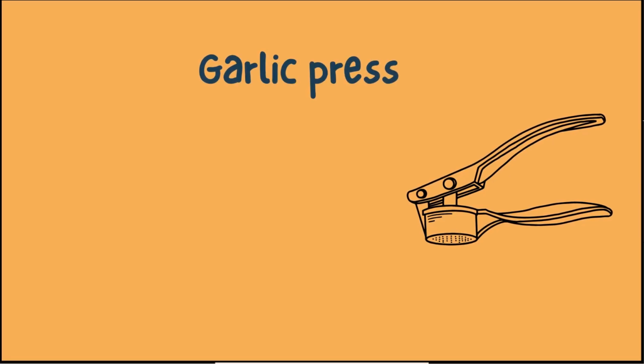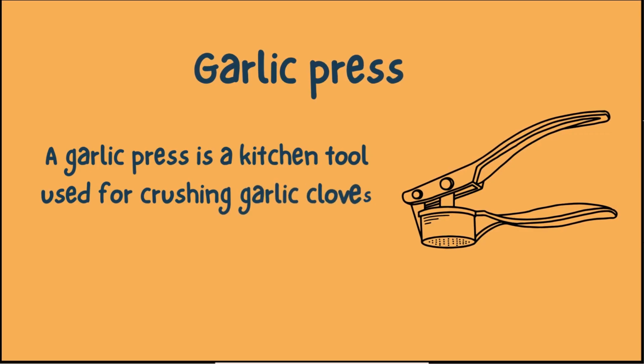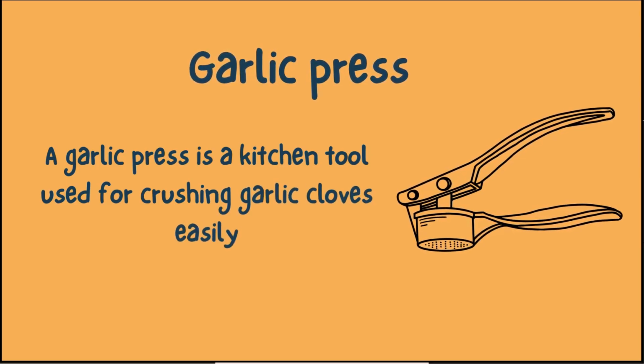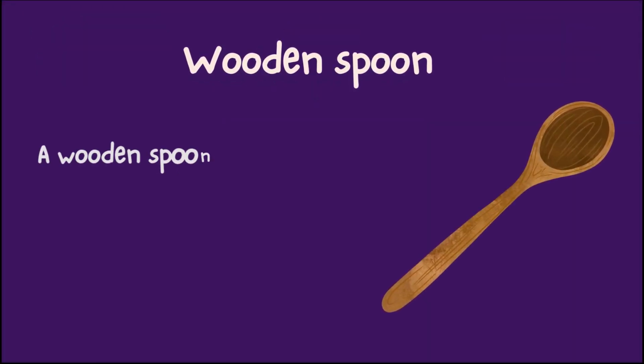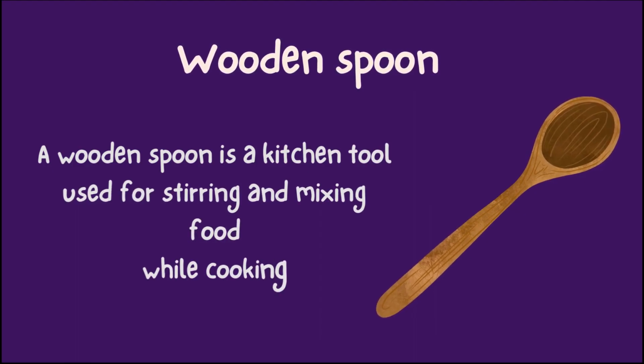Garlic press. A garlic press is a kitchen tool used for crushing garlic cloves easily. Wooden spoon. A wooden spoon is a kitchen tool used for stirring and mixing food while cooking.